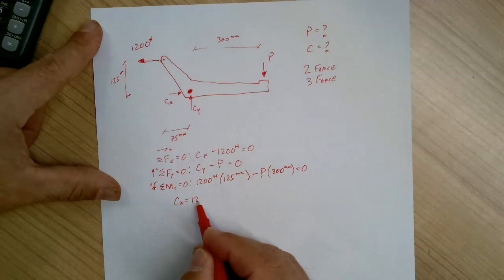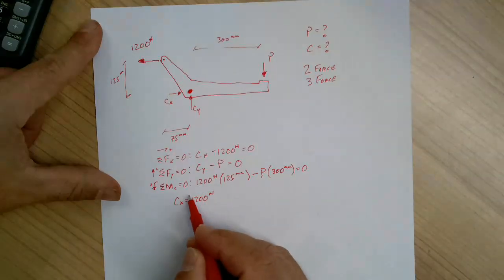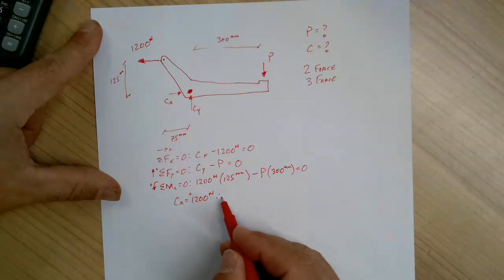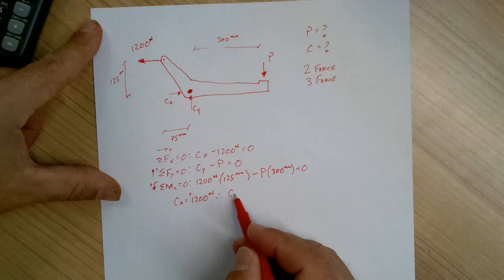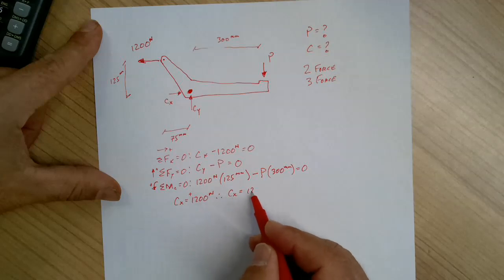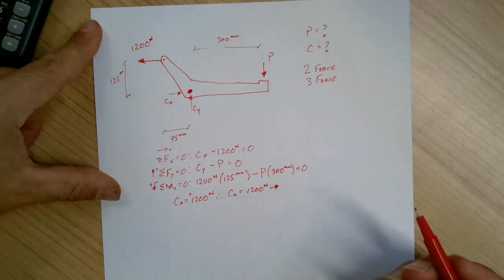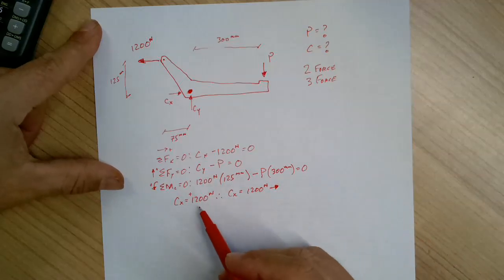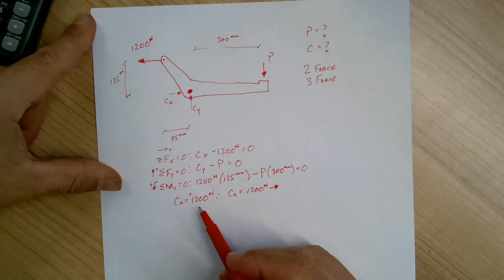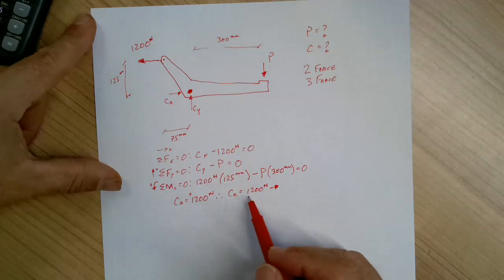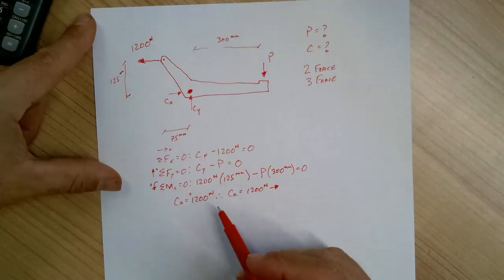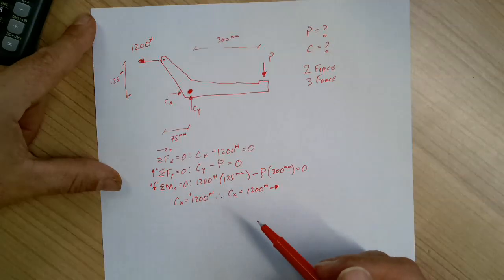Cx equals 1200 newtons. It's positive, therefore Cx is equal to 1200 newtons to the right. Had I gotten Cx equal to negative 1200 newtons, I would write Cx is equal to 1200 to the left. Easy, easy peasy.